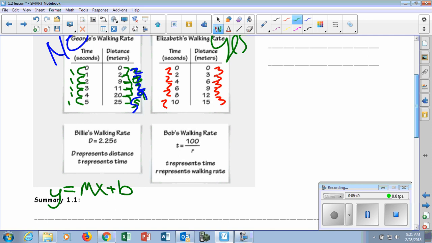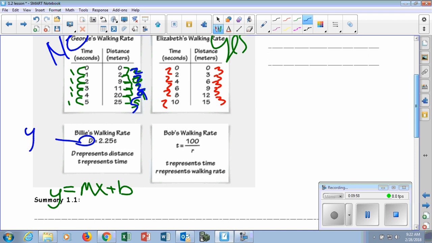So now that we know that, Becky, can we look at Billy's walking rate to determine whether it is in that type of form also? Yeah. So that d in his form is really the what in our original equation? That's their y, isn't it? That d equals y equals. So that's fine.